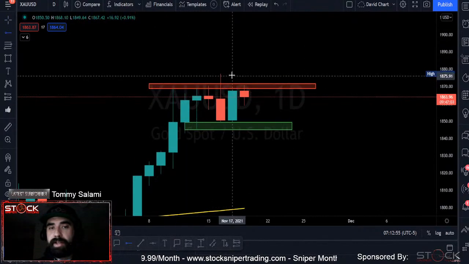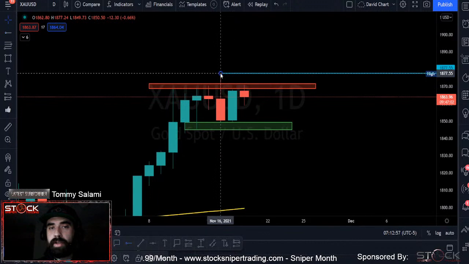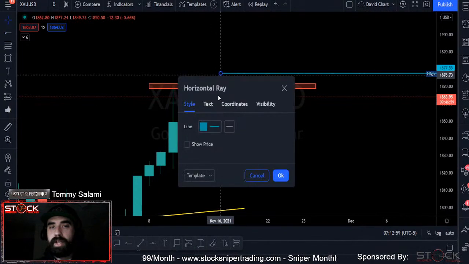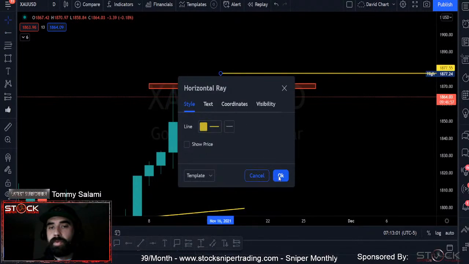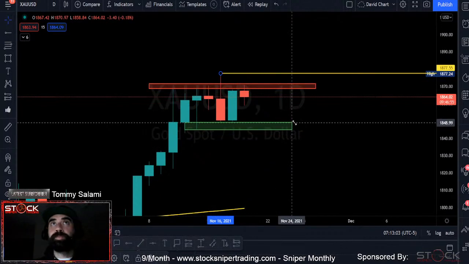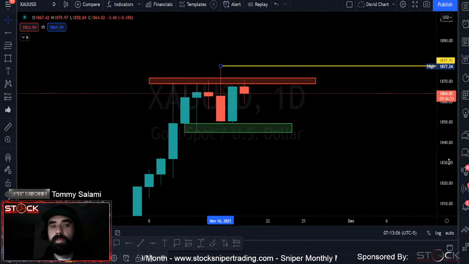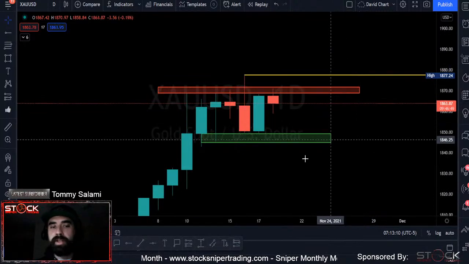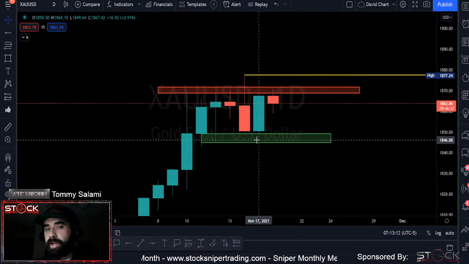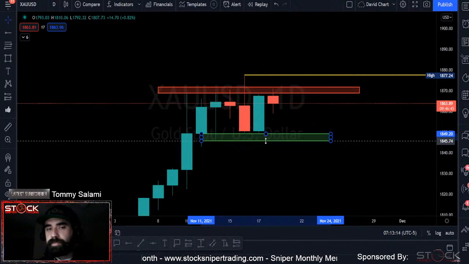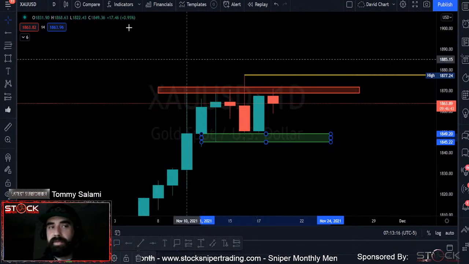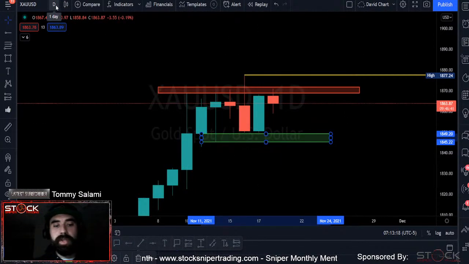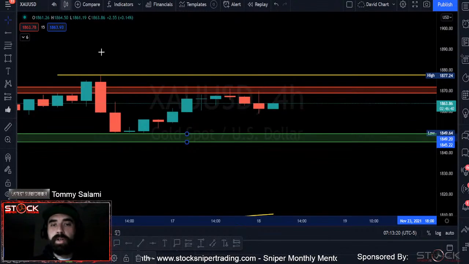And then you can add another resistance area, which is going to be yellow. Okay, so this is gold on the daily. We can edit these, and I'll put in a text so you know that we have daily supply and demand. So with that being said, let's rock and roll.